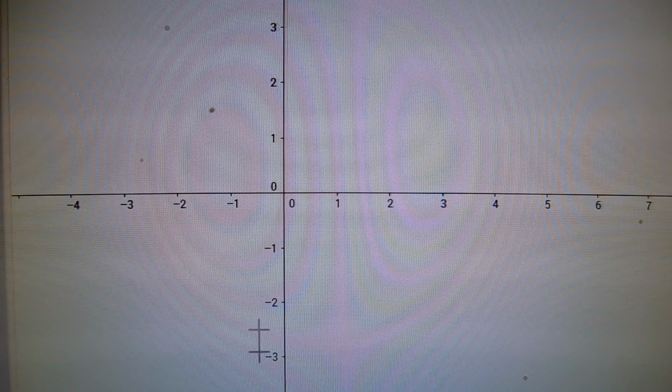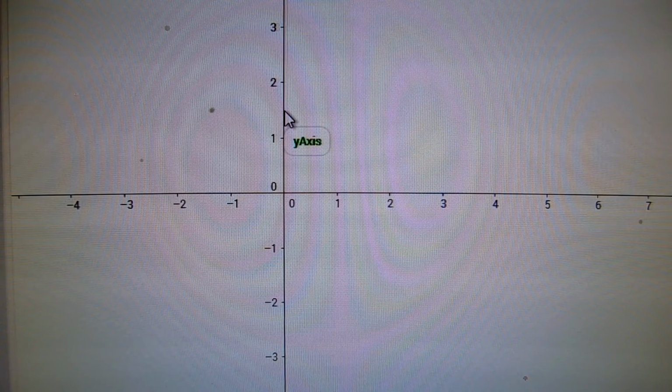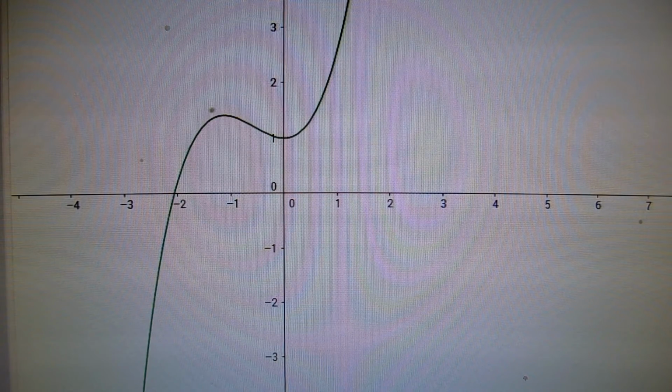So what we have here, we're on our Cartesian plane. This is our x-axis, this is our y-axis. And I'm going to put a function in here. Boom, there it is.